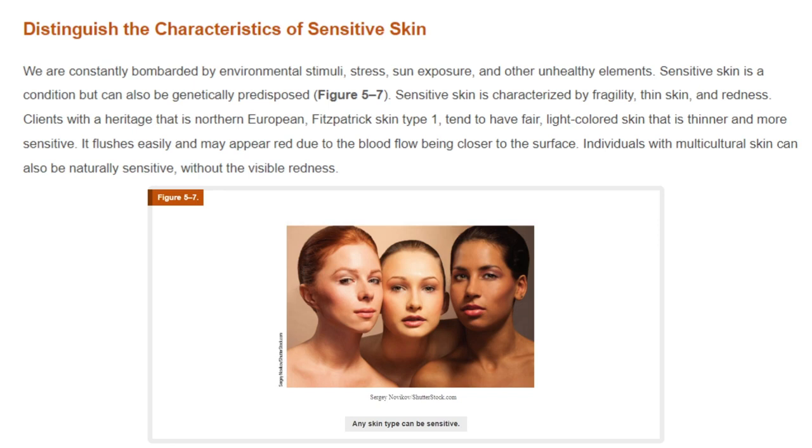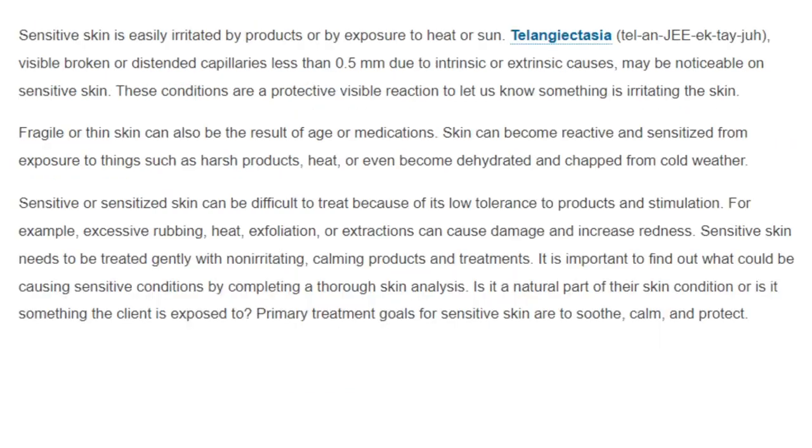Figure 5.7. Any skin type can be sensitive. Sensitive skin is easily irritated by products or by exposure to heat or sun. Telangiectasia, visible broken or distended capillaries less than 0.5 mm due to intrinsic or extrinsic causes, may be noticeable on sensitive skin. These conditions are a protective visible reaction to let us know something is irritating the skin. Fragile or thin skin can also be the result of age or medications.